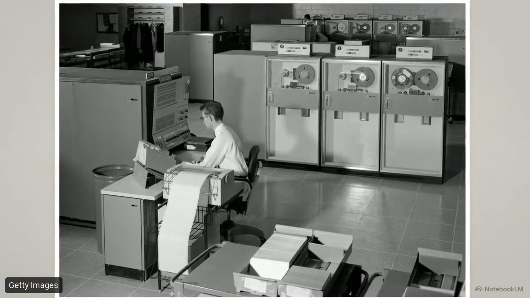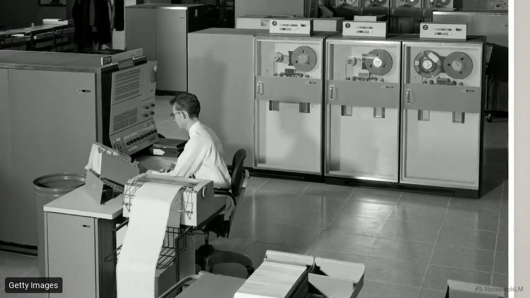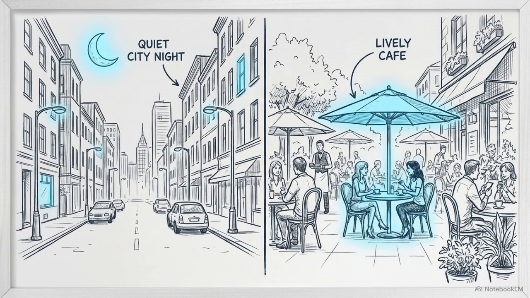Back in the early days of computing, if you wanted to change that blueprint, like adding a second phone number, you had a simple choice. You'd wait until everyone was asleep, turn the entire system off, update the files, and then switch the machines back on. But today, there is no off.